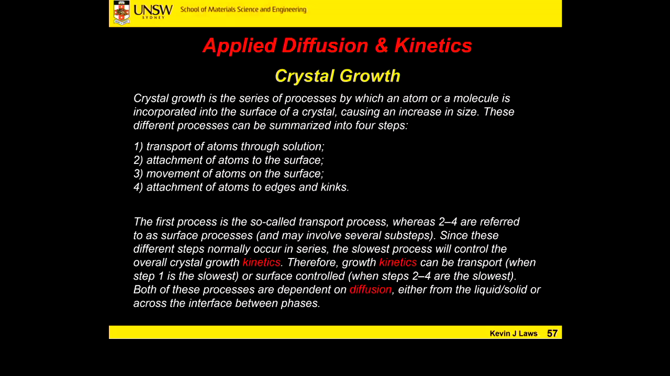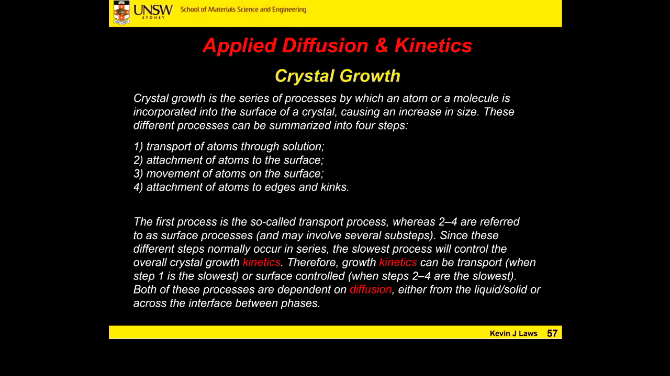Okay, so the first process, the so-called transport process, is diffusion-based, whereas steps 2 to 4 are referred to as surface processes. And they might involve several sub-steps, okay, transporting across the surface. Some will detach because they might find a local site back in solution that's of lower energy. Some might reattach and then continue to move across the surface.